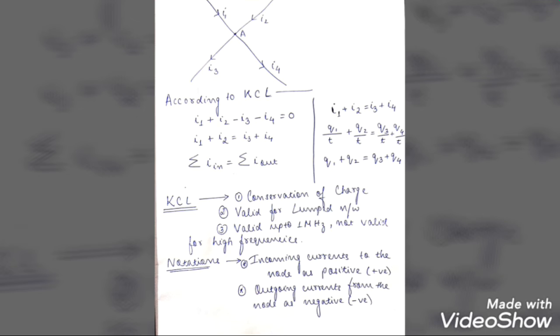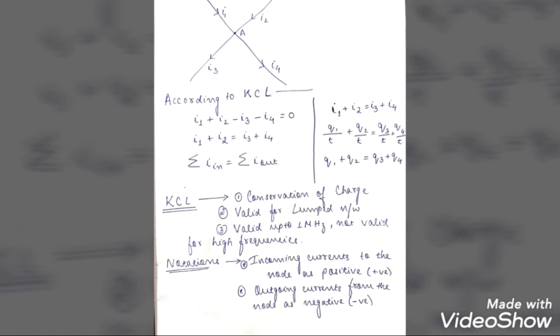So I1 plus I2 is equal to I3 plus I4 can be written as Q1 by T plus Q2 by T is equal to Q3 by T plus Q4 by T. Here, if we take T as common, it comes as Q1 plus Q2 is equal to Q3 plus Q4. Now, what is this? This is called conservation of charge. Got it? So, we can say that KCL follows conservation of charge. This is the theory part, whatever is needed for KCL. Kindly please go through it.